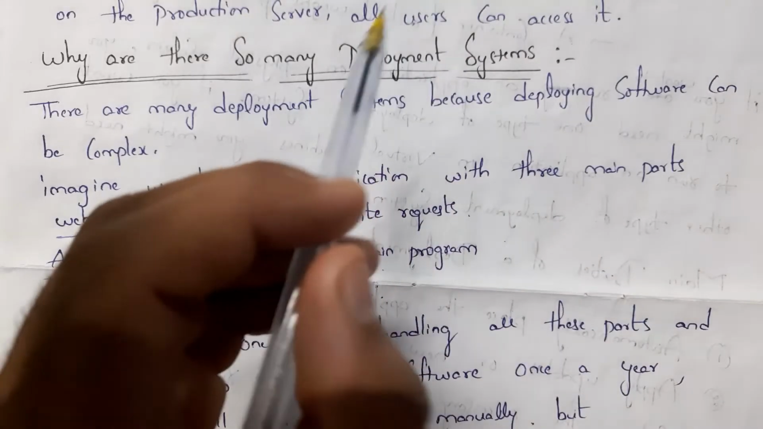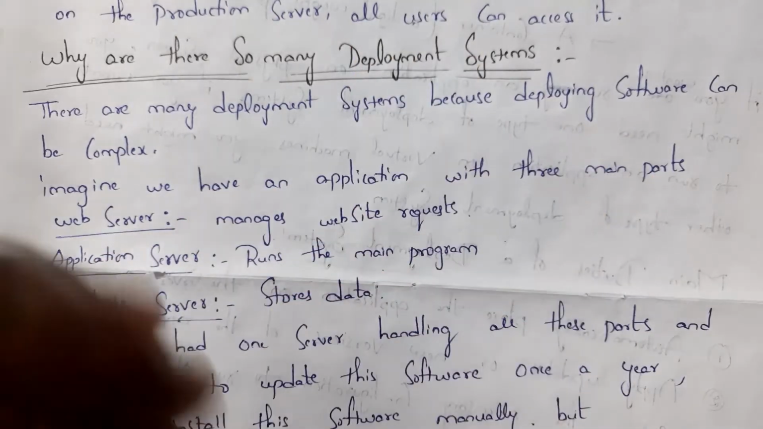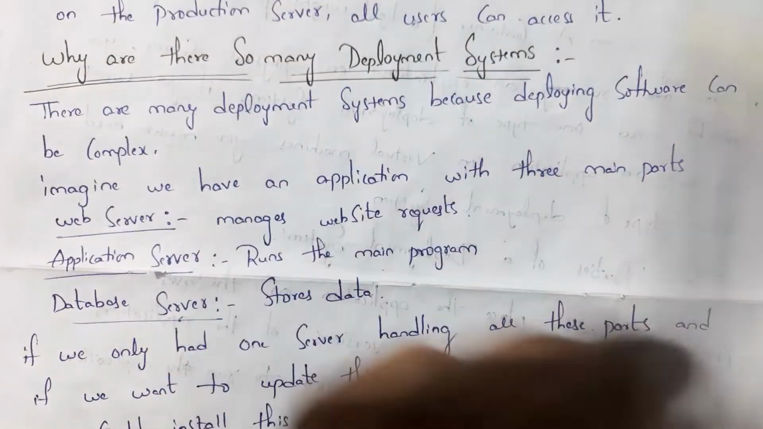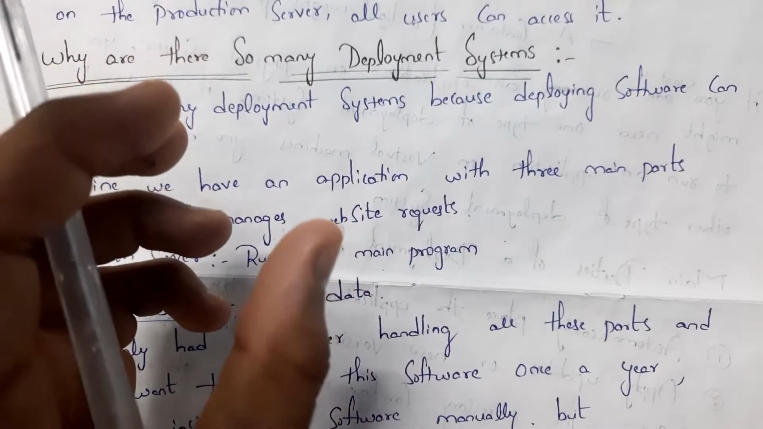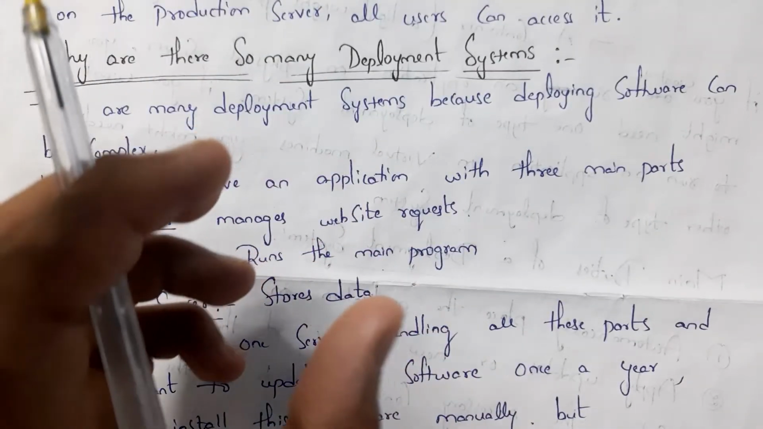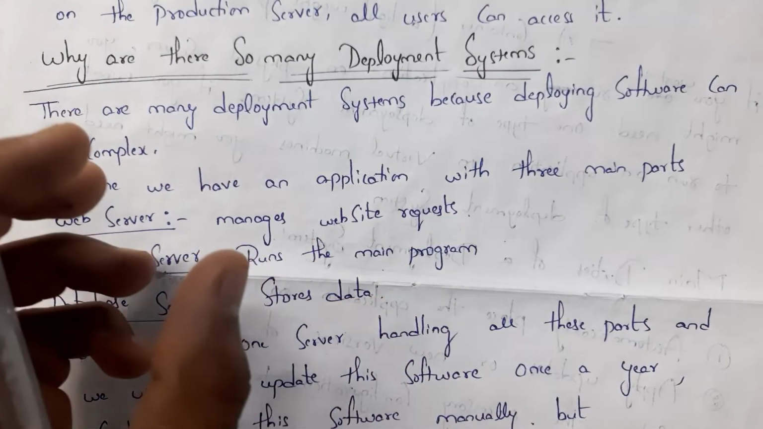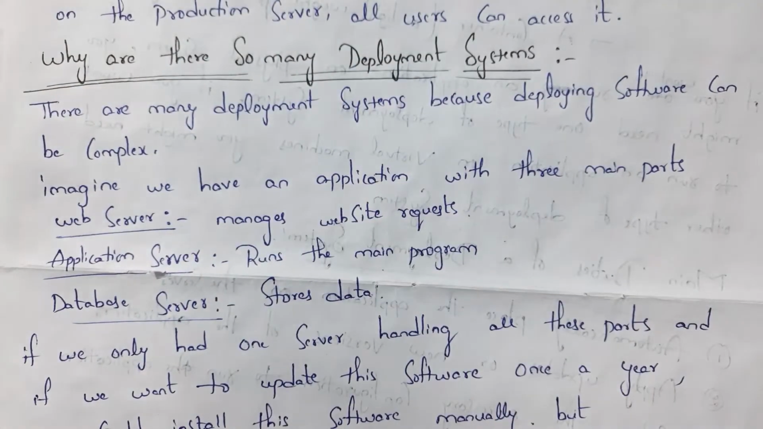And there are so many deployment system softwares because placing our software manually on server is very tough. That is why there are so many deployment systems. By using these deployment systems, we can automatically place our application on servers.